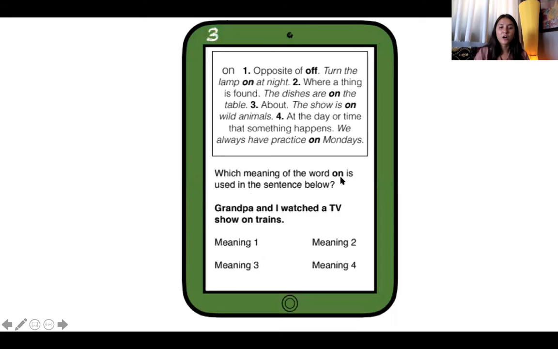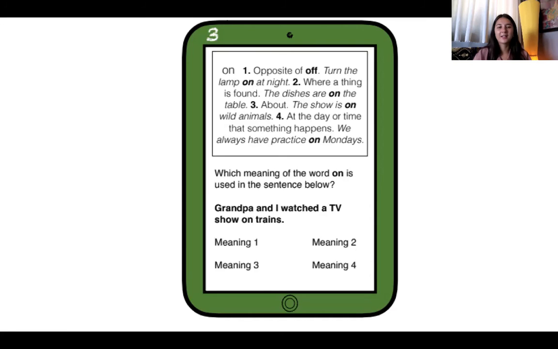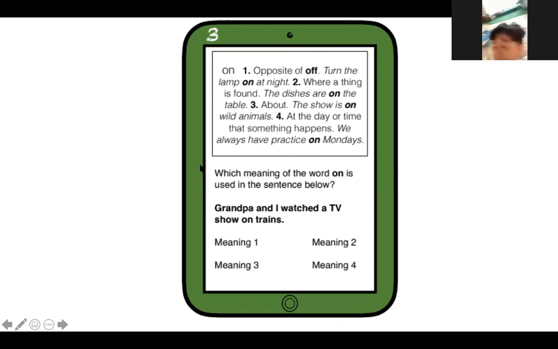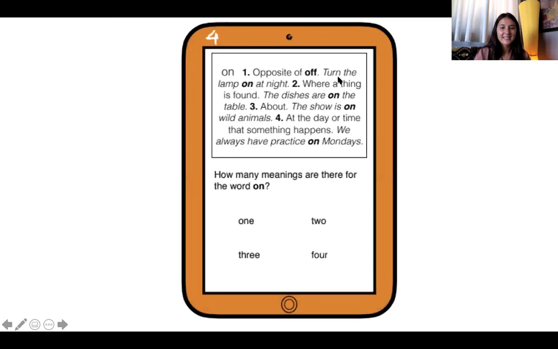Which meaning of the word on is used in the sentence below? Grandpa and I watched a TV show on trains. Sup, you raised your hand, and I've not heard from you today. What do you think? I think it's meaning 3. Good job, well done. This one is meaning 3. It's about. Grandpa and I watched a TV show about trains, or Grandpa and I watched a TV show on trains. Awesome work, Sup. Okay, next.